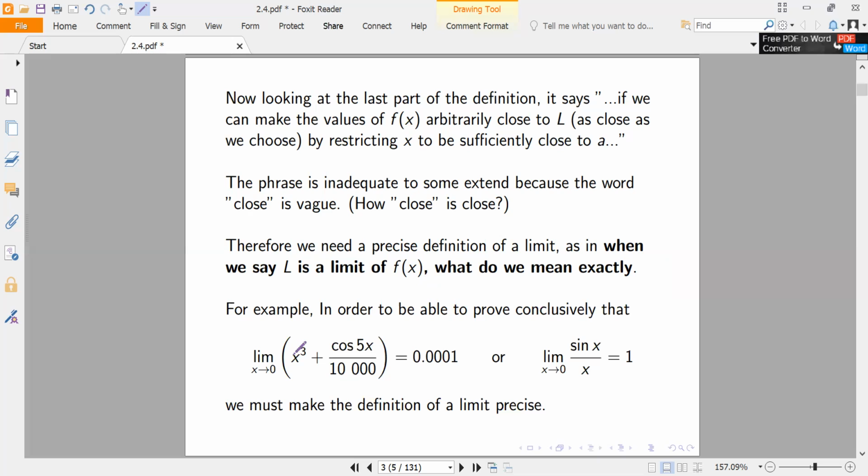For example, in order to prove that the limit of (x cubed plus cos 5x) over 10,000 is 0.001, or the limit of x sine x over x as x gets closer to 0 is equal to 1, we should be able to prove it. It's not always the case that we have to take out a calculator and draw graphs. We should be able to prove it mathematically, because you don't always know what the function looks like. For example, this function, x cubed plus cos 5x all over 10,000, I'm not sure how it looks. But to prove that these are the limits, we need the precise definition of a limit. What do we mean by that?